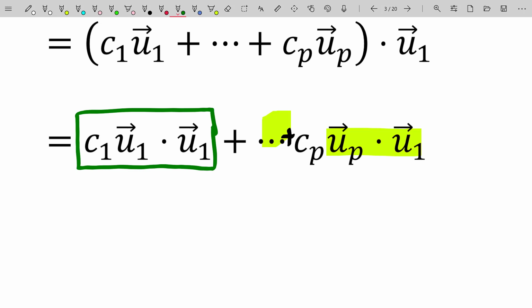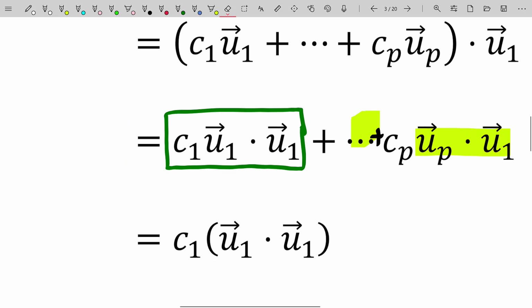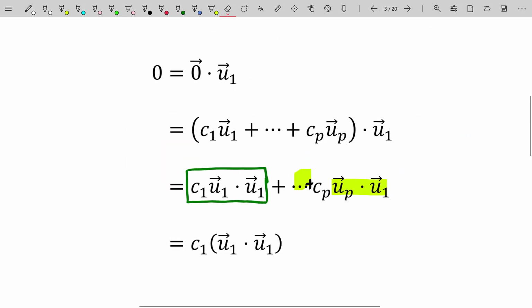So a non-zero vector dotted with itself is always greater than 0. But again, because all the other vectors in this set are orthogonal to u sub 1, the dot product between those vectors and u sub 1 will all be 0, so everything else turns off, and we get this guy right here. Now we happen to know 0 is supposed to equal that. Well, remember, u sub 1 is non-zero, so u sub 1 dotted with itself is going to be positive. Well, that's going to imply then that c sub 1 must be 0.